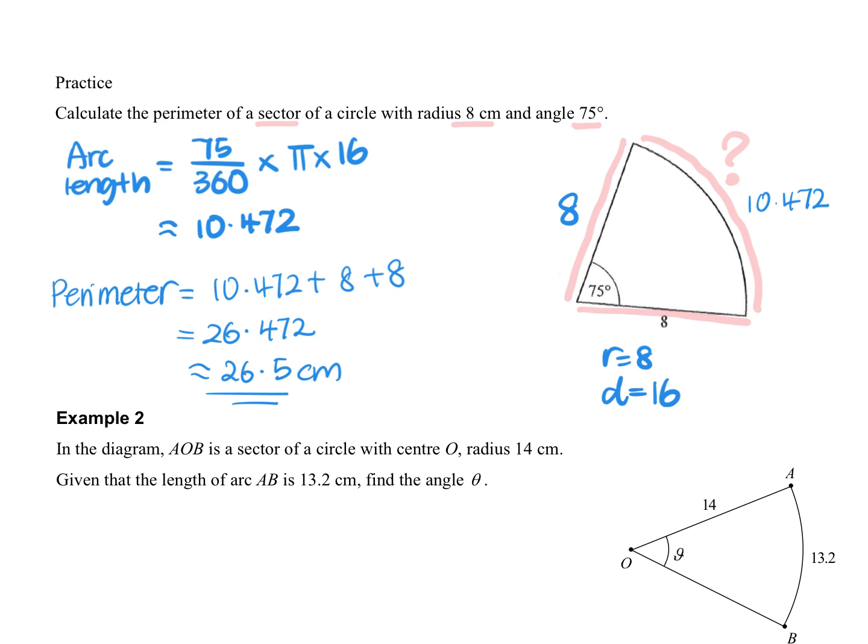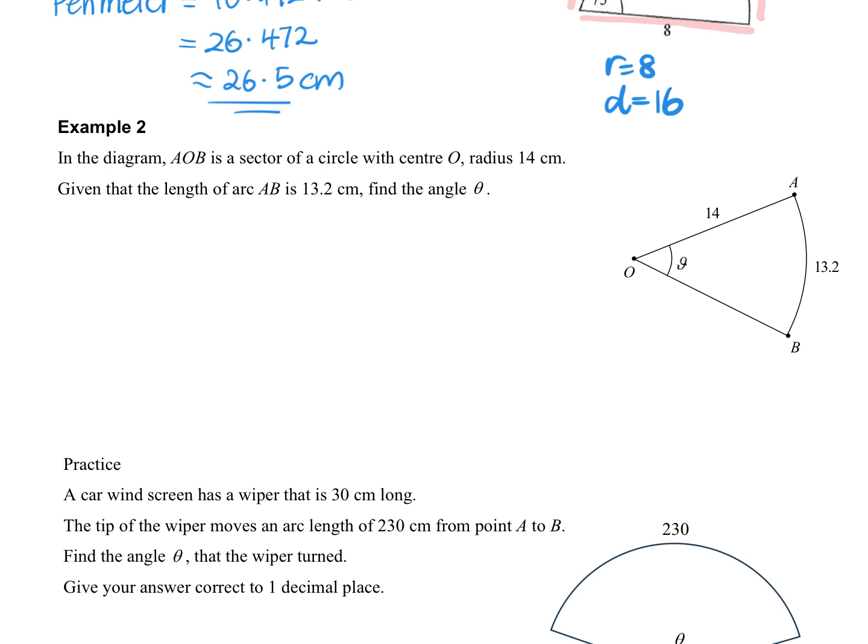Okay, if you know the answer, now we're going to move on to the next type of skill. What happens if I do not know the angle, but I am given the end result of the arc length? In the diagram, AOB is a sector with circle center O, radius is 14, but the length of the arc AB is 13.2 cm. So they gave you the length of the arc, and I need to work backwards to find the angle. In order to do that, I need to write down my formula. Remember, formula, we get left hand side and right hand side. So I should begin with arc length equals the angle, which is what I need to find, theta out of 360 times pi diameter.